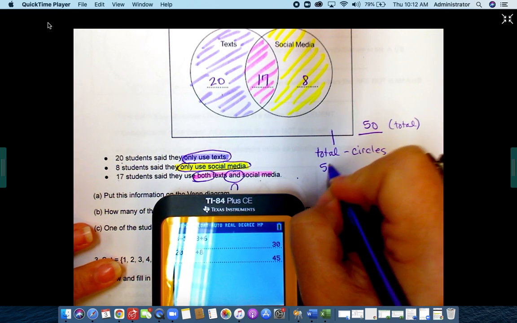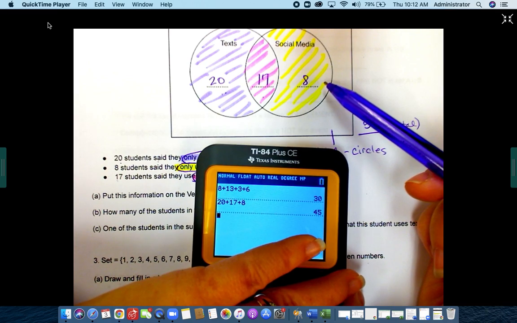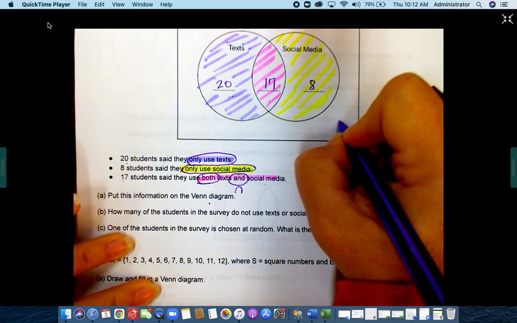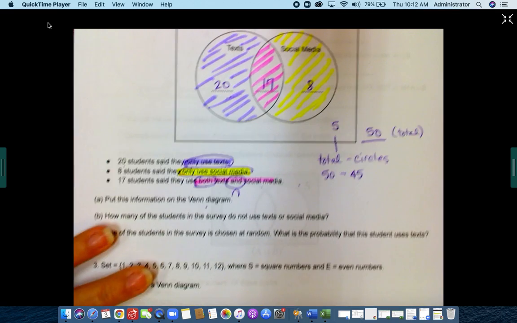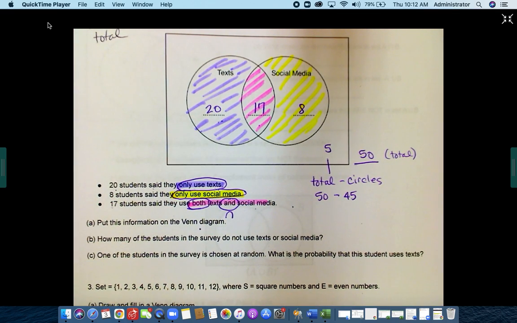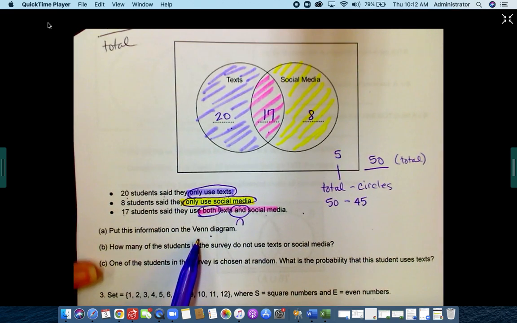So I'm going to do 50 minus... when I added up the 20, 17, and 8, I just did that in my calculator. 20 and 17 and 8 gave me 45. So if I subtract out the 45, I have 5 out here. So now all 4 numbers will add up to 50. Please make sure when you do your Venn diagrams you are checking to make sure they equal the total. So we have put this information in a Venn diagram.